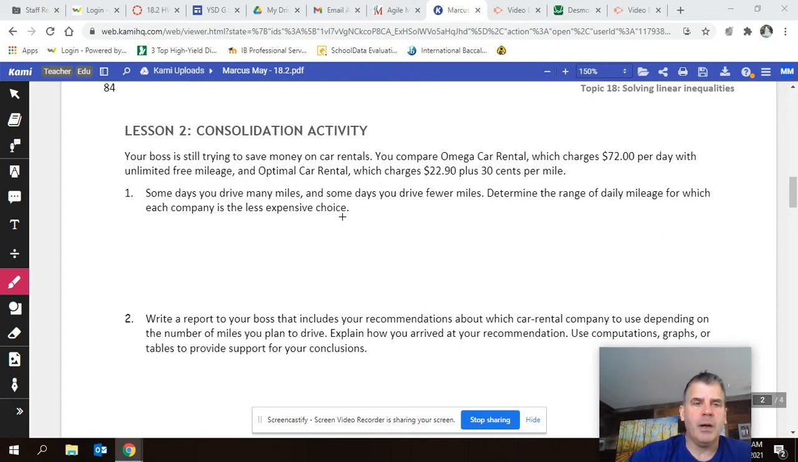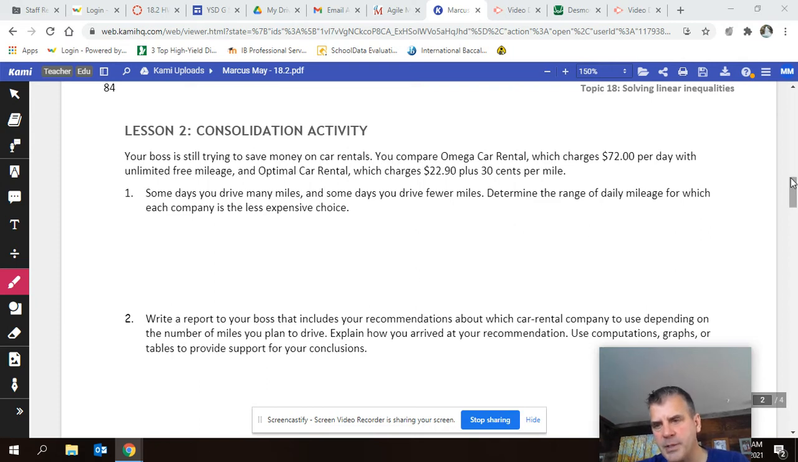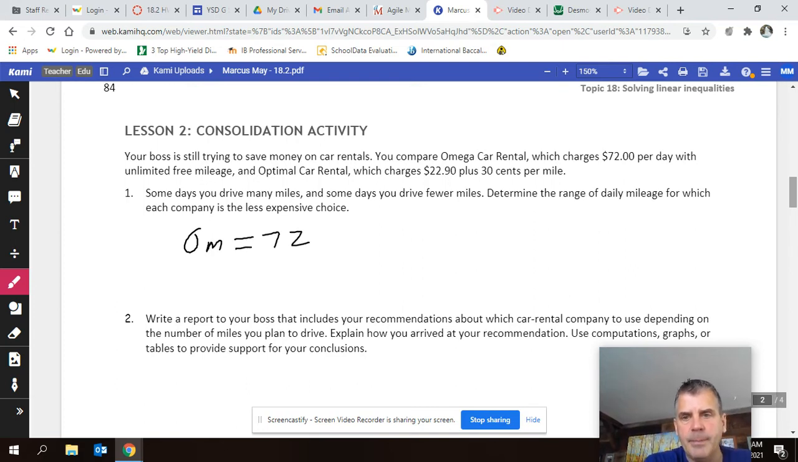So this one's a little more involved. I'm just going to set you up, and you don't have to write a report to your boss. If you follow along here, this will kind of replace it. Omega Car Rental charges you $72 per day with unlimited miles, so it doesn't matter how far you go, you're just going to pay $72. Let's record that: Omega is going to equal $72 no matter what.